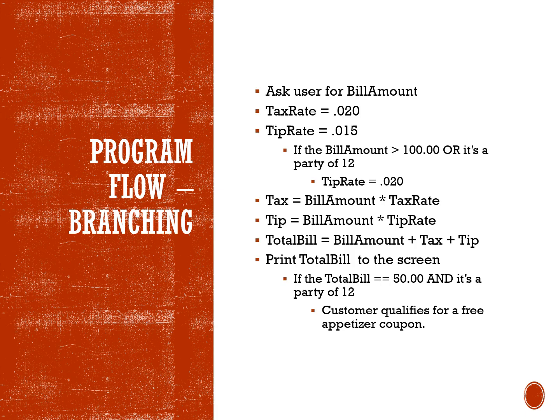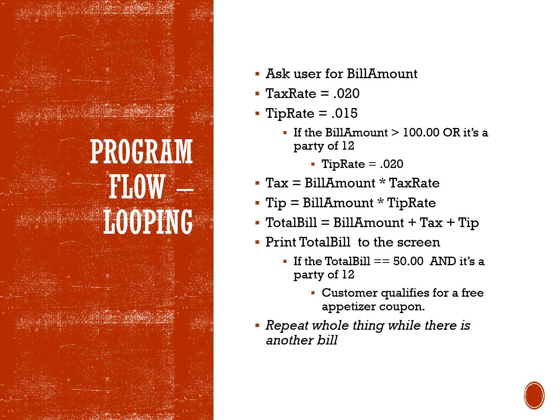The next program flow is branching. So if I want to change the tip rate based upon how much they've spent, or if I want to give them free appetizers based upon how many people are in the room, I would use branching to do that. Then looping would say, this is fun. Let's just do the whole entire thing over again.